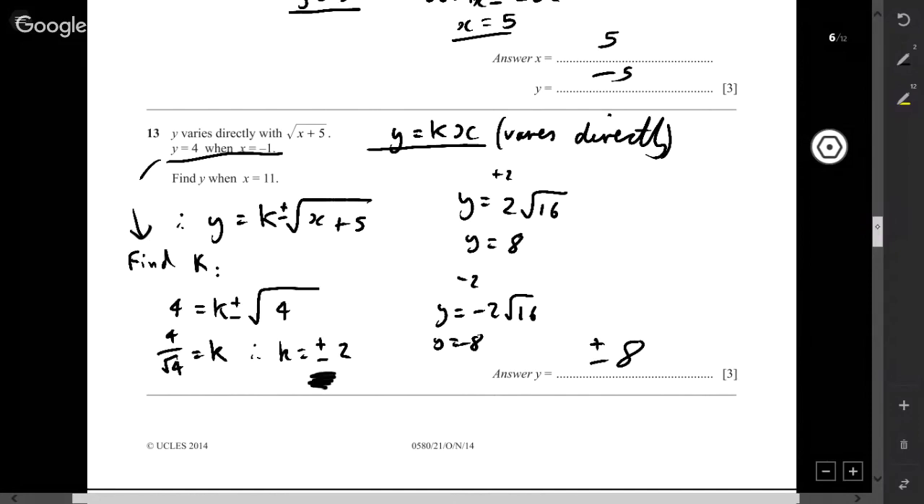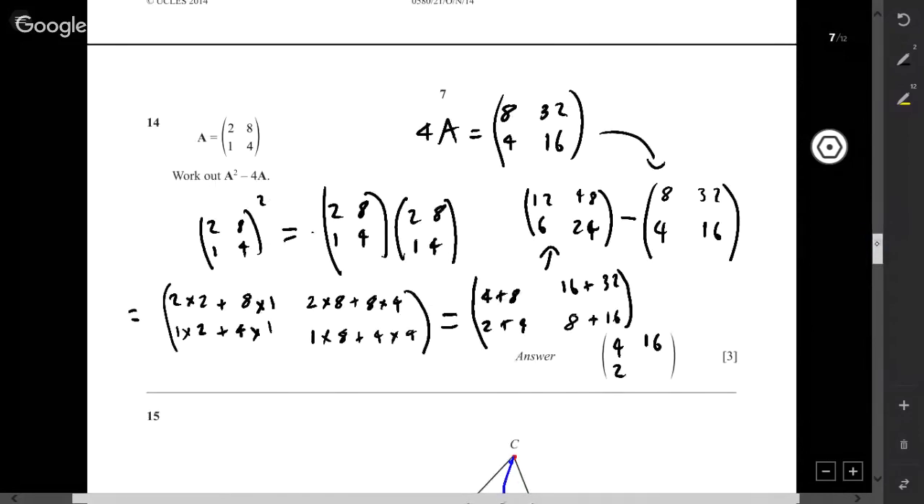Now we can try and find what y is when x equals 11. So when k is plus 2, y equals 2 times the square root of 16, because 11 plus 5 is 16. So y equals 8. When k is minus 2, y equals minus 2 times the square root of 16, which is minus 8. Therefore, y equals plus or minus 8.